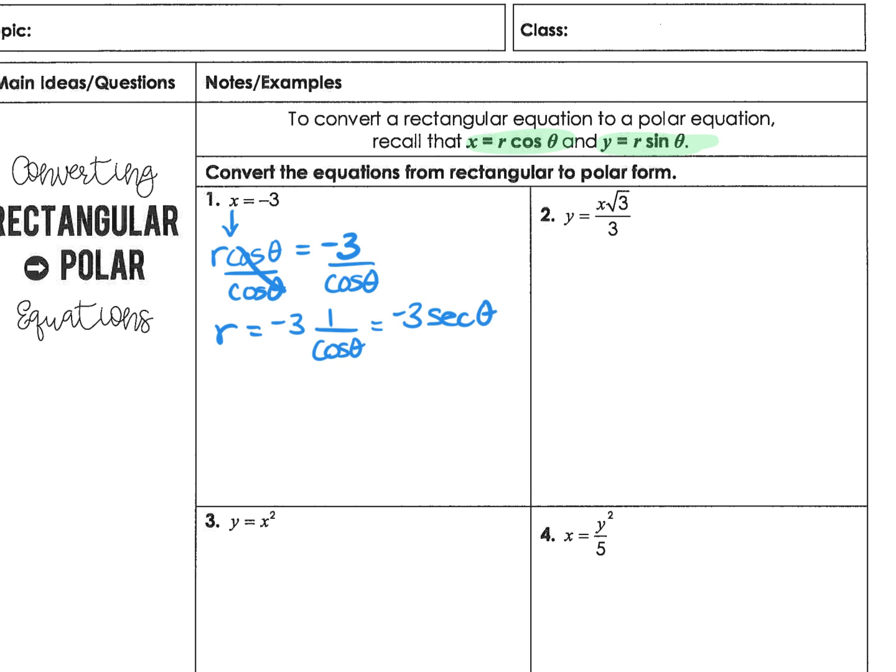Now, what about the next one? I have a y. What do I put in for y? I put in r sine theta. And for x, as a matter of fact, I'm going to cross multiply and put a 3 over here. Is that okay with everyone? Okay, just to make it easier. So now I've got root 3 here, and then I've got x, which is r cosine theta. Now look what I have on both sides here. What can go away?